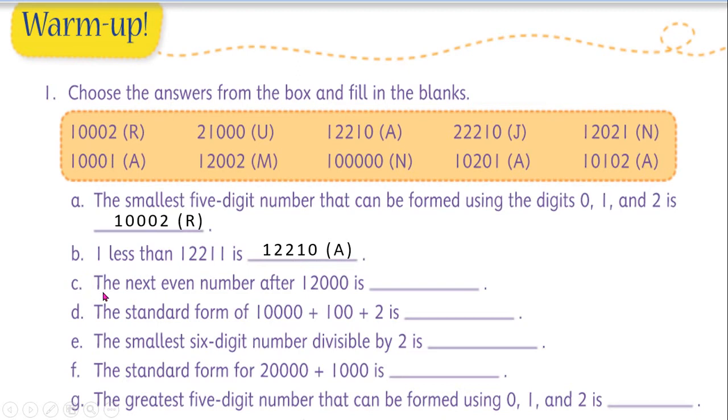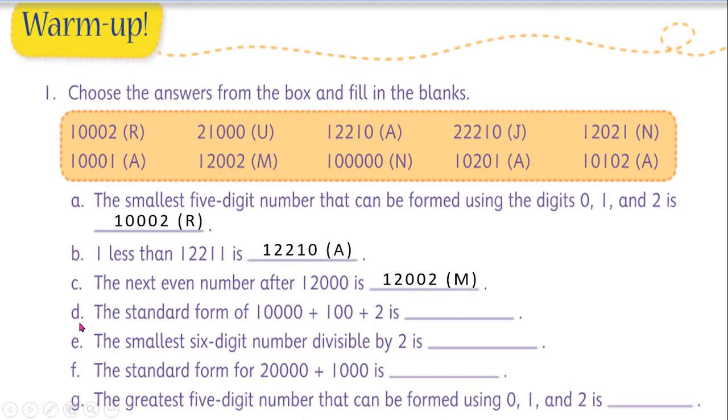C. The next even number after 12,000 is 12,002. 12,002 is found here. Letter M within brackets is also retained as it is. We will understand at the end of this question why these letters are given along with these numbers.